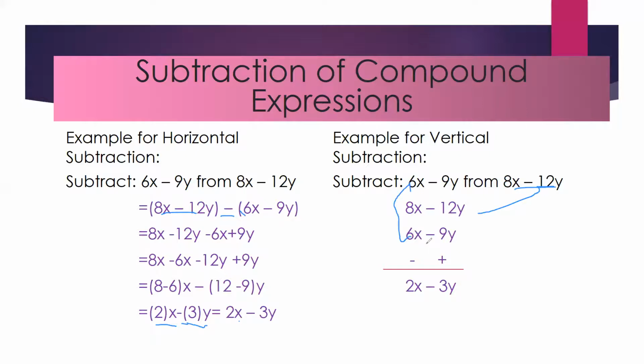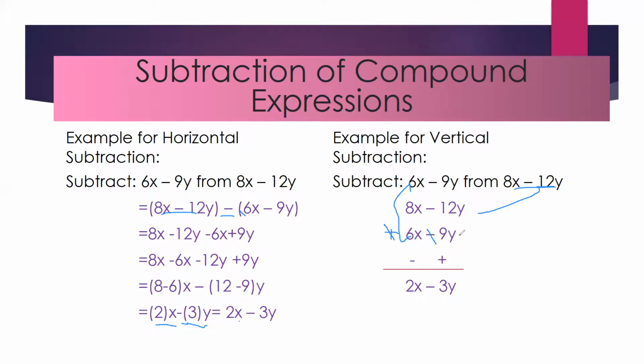Now the second step is to change the sign of the second term. Cut the minus sign, it becomes a plus sign. Here, with 6x, no sign is there, that means there is a plus sign, so cut this plus sign and it will be converted into a minus sign. Now 6x contains the minus sign, and 9y contains the plus sign.